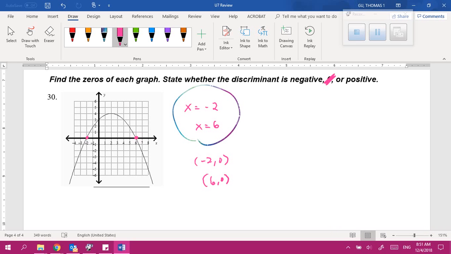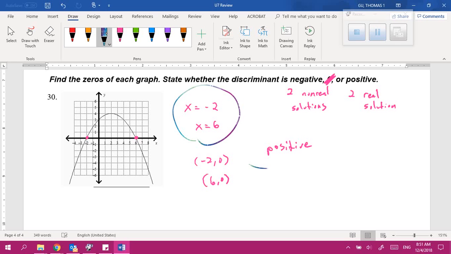Positive tells you 2 real solutions. And negative tells you 2 non-real solutions. What kind of solutions are on this graph? Real. How did you know it's 2 real solutions? Because they're real numbers. This x equals -2 and x equals 6, yeah, those are real numbers. It's actually crossing the x-axis, right? So because this is 2 real solutions, would your discriminant be positive or negative then? Positive.